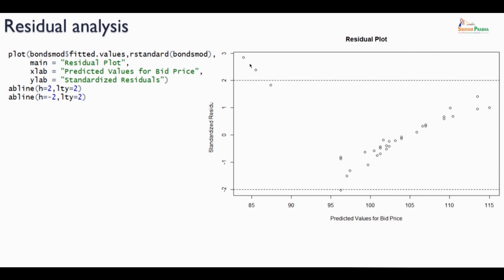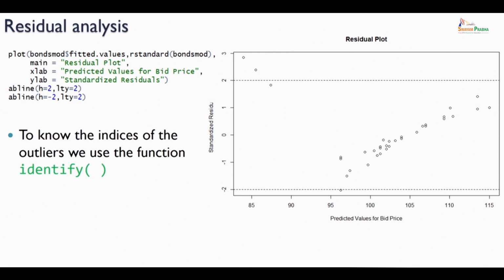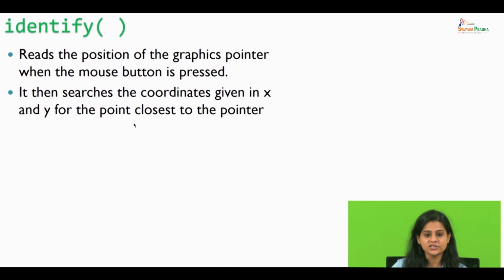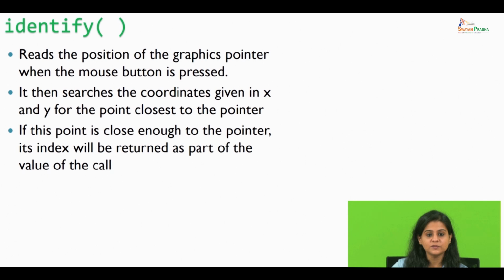From the plot, we may not be able to tell which points these are. By points I mean the row IDs. We are going to use another function called identify that will help us identify the indices of these samples. Now let's see what the identify function does. It reads the position of the graphic pointer when the mouse button is pressed. It then searches the coordinates given in x and y for the point closest to the pointer. If the point is close enough to the pointer, its index will be returned as a part of the value call.